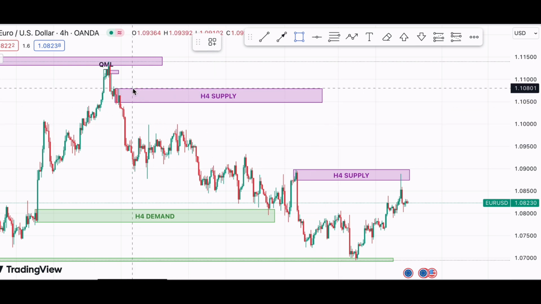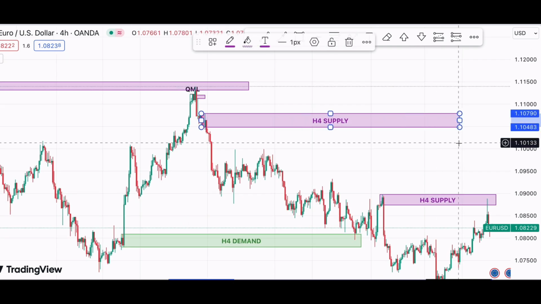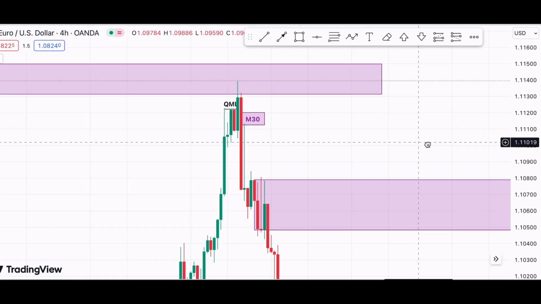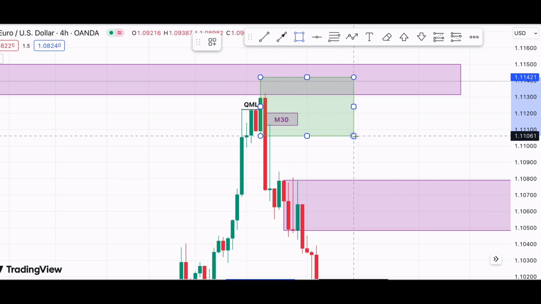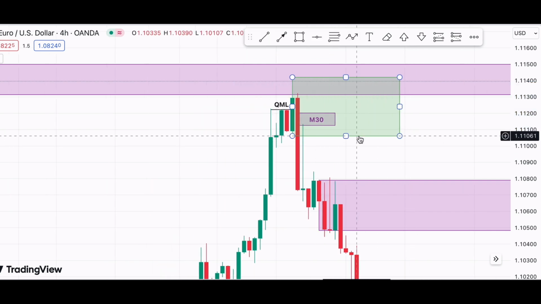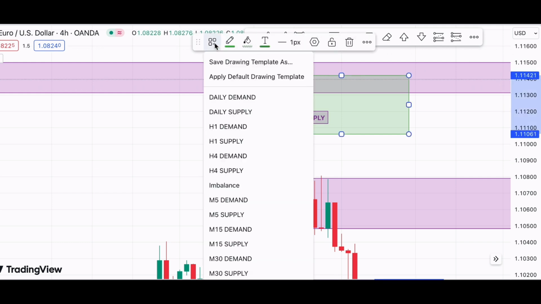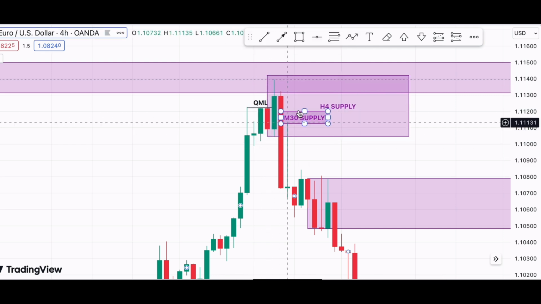Right here, we have one of the supply zones. This zone is still unmitigated. And above, right here, we have one of the supply zones as well, but this supply zone has been mitigated. So we take this as our example. This is the H4 supply.